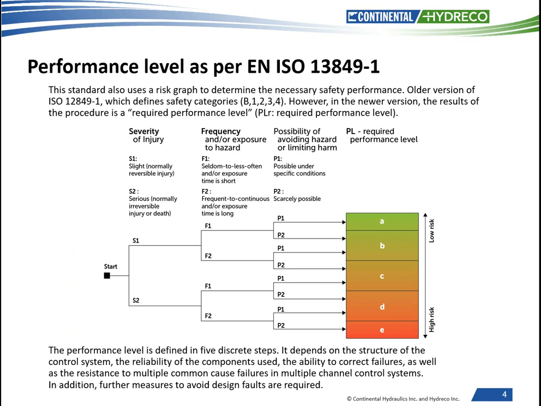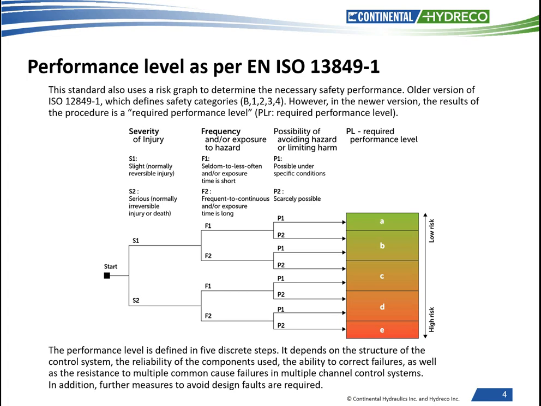During the risk assessment process, a series of questions and answers will drive a designer to a PL, or performance level, of safety value. The questions that will be asked as we go through this process: what is the potential severity of the injury that could occur? Slight injury or serious injury? Second set of questions: how frequently will this potential happen? Seldom or frequent? Third, what is the possibility of avoiding or limiting harm? Possible or scarcely possible?